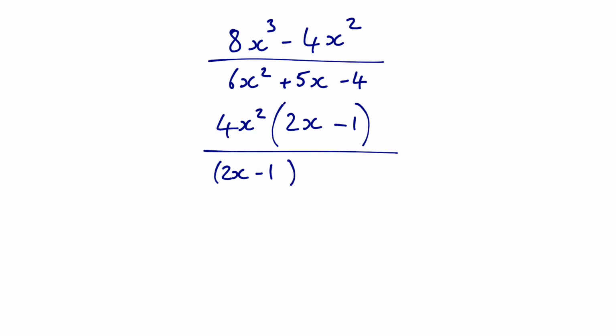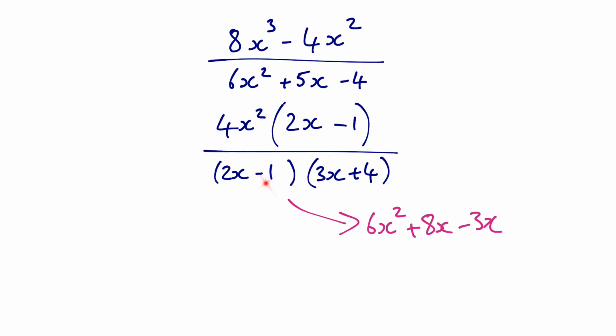And in order to get 6x squared, the x term needs to be 3x. So let's try that. We've got 2x times 3x is 6x squared. 2x times +4 is +8x. -1 times 3x is -3x. And -1 times +4 is -4. And if we tally that up, we do indeed get 6x squared plus 5x minus 4, which is what we were looking for. So it has been correctly factorised.